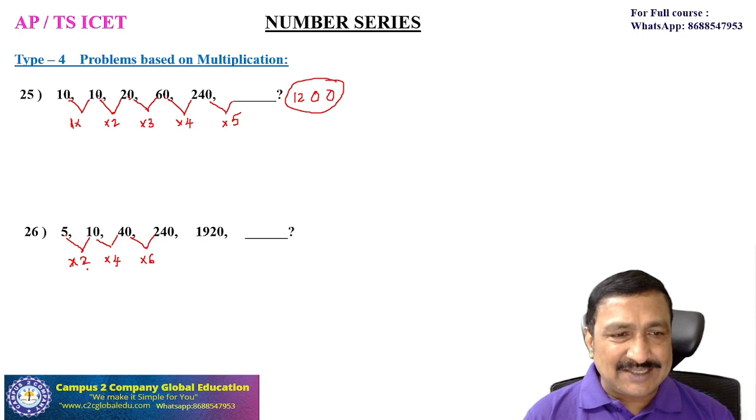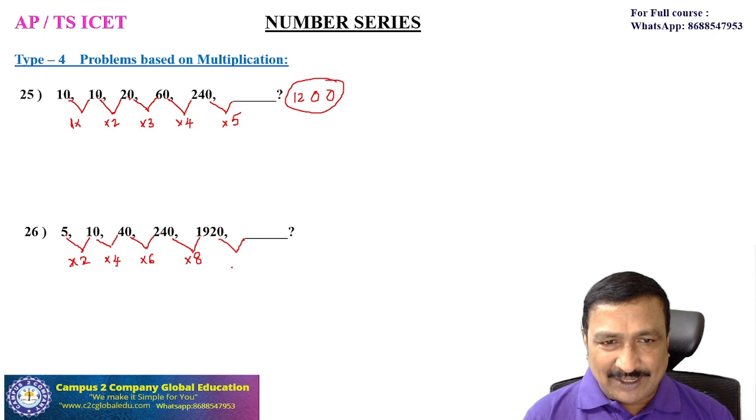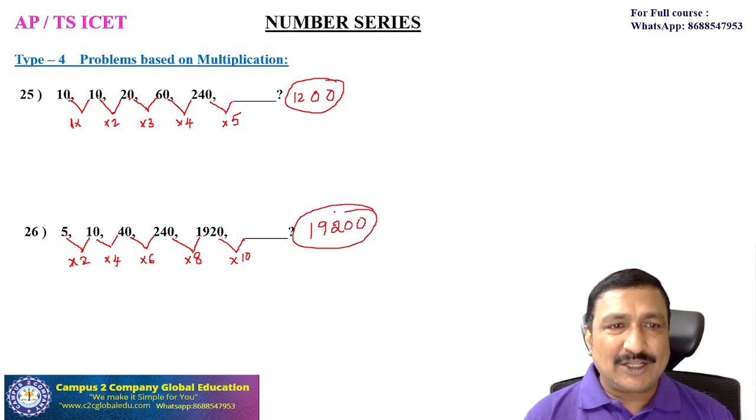That means clearly we can say it is multiplying by even numbers: 2, 4, 6. Next we are getting 1920 from 240 by multiplying by 8. If you multiply 240 by 8, we are getting 1920. So to find the next number in the series, 2, 4, 6, 8 are the even numbers, so the next even number is 10. We have to multiply 1920 into 10, which is equal to 19,200. So the answer for this question is 19,200, friends.